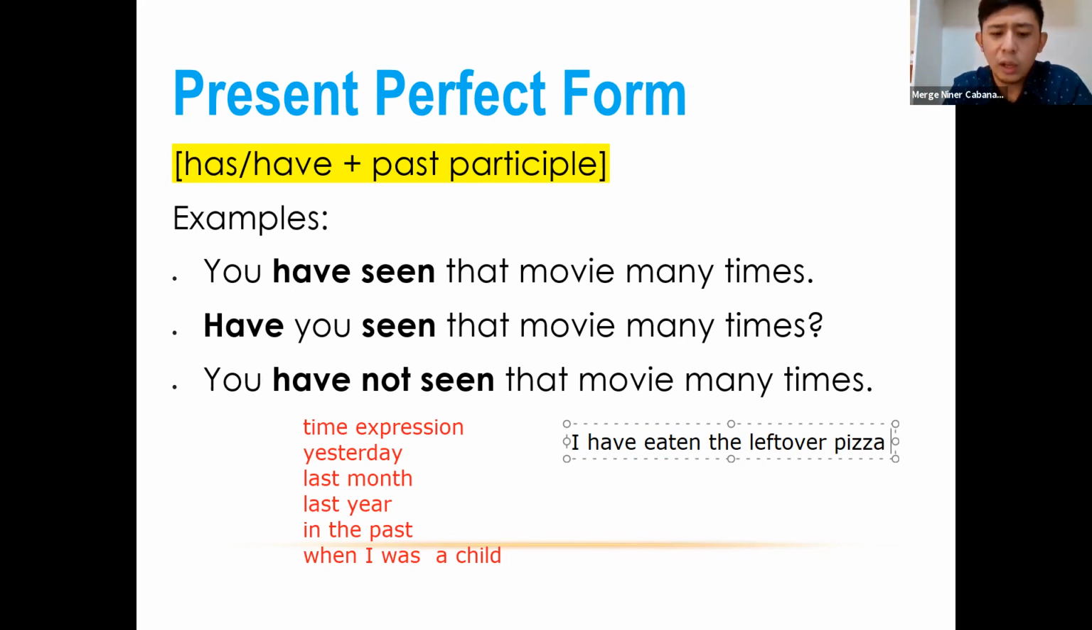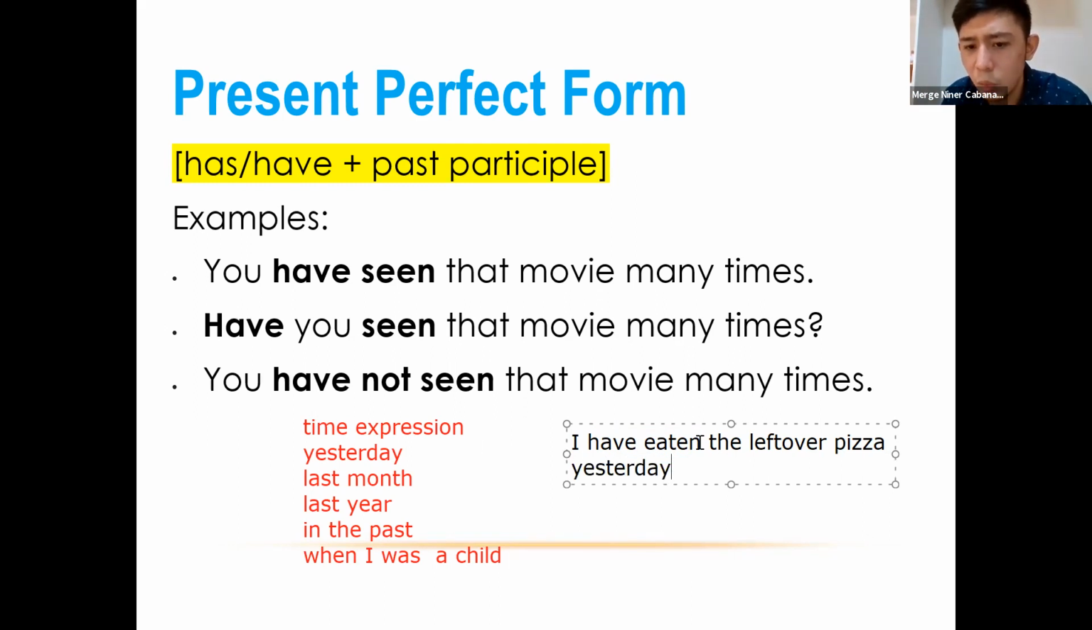All right, sir, but I want to write yesterday. I want to write it. Okay, I insist. I want to write it. So I ate. I ate the leftover pizza yesterday. If you want to have a time expression, you will now shift to the simple past, which is what we're going to talk about later. Don't worry, all right? But since we're talking about the present perfect form, we're going to also talk about when do we use the present perfect form? Okay, we're also going to discuss why do we need to avoid adding the time expressions.